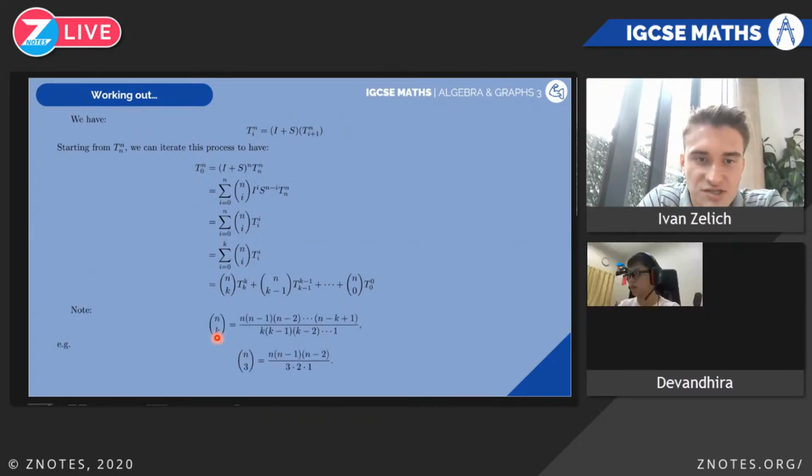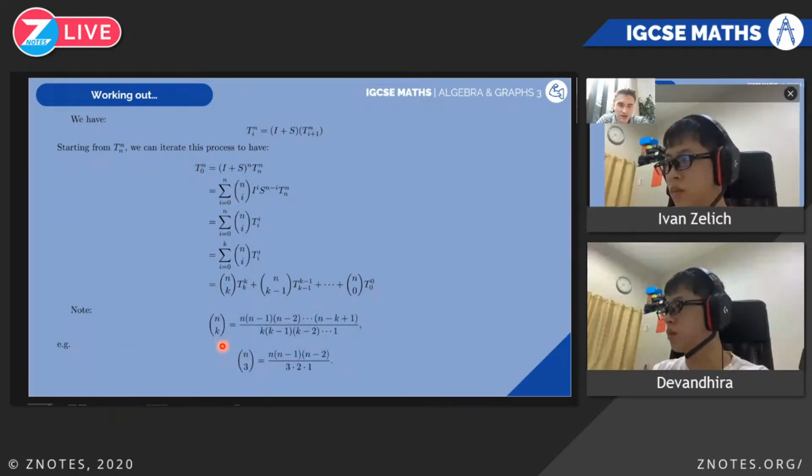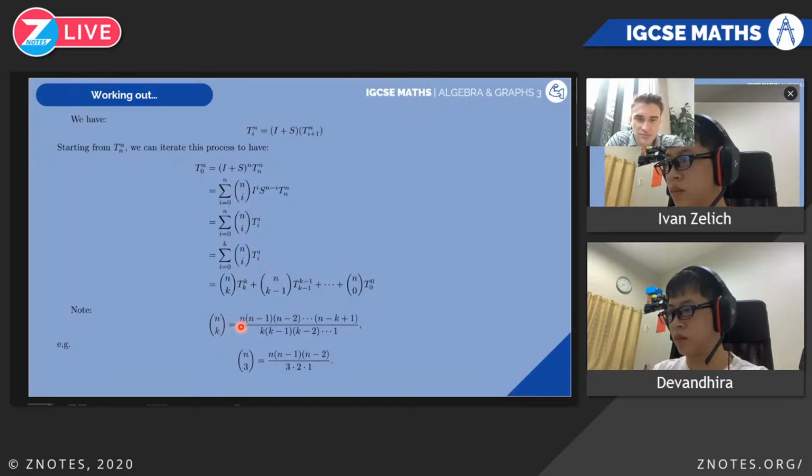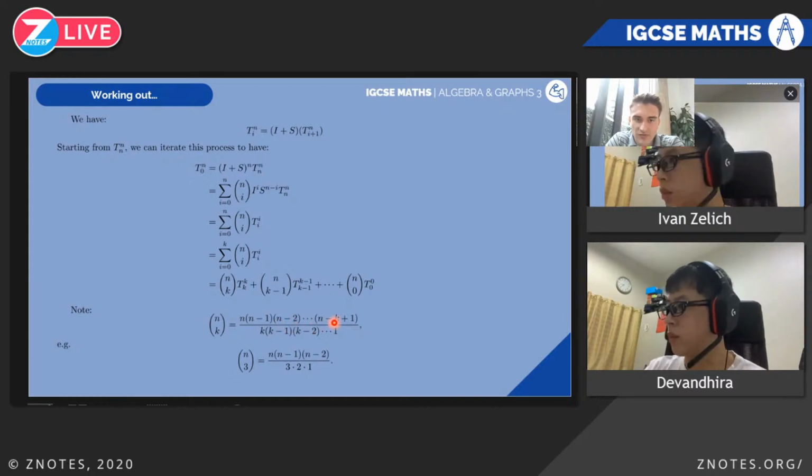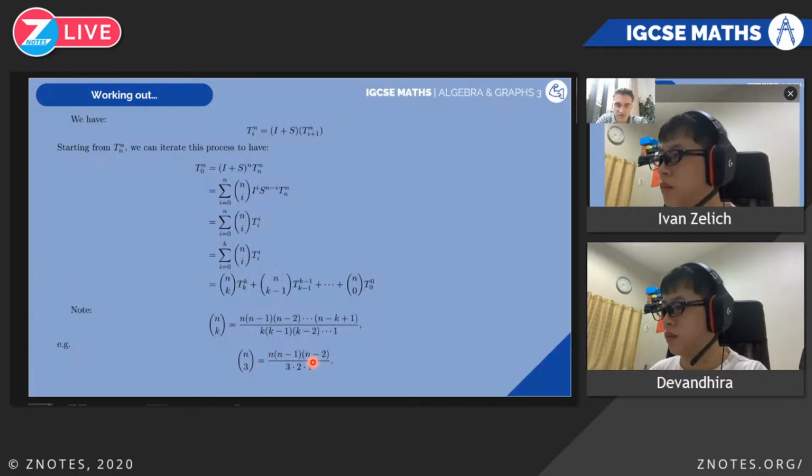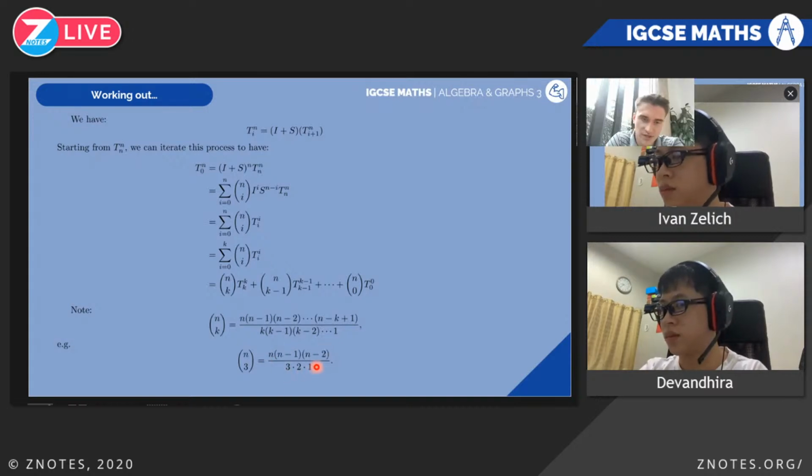Now, this choosing function, how you calculate it is, if you've got n choose k, you're doing n times n minus 1 times n minus 2, all the way for k terms. And then you're dividing by k times k minus 1 times k minus 2, and so on. So n choose 3 would be n times n minus 1 times n minus 2 over 3 times 2 times 1. So make sure you have the same number of terms on the bottom and the top.